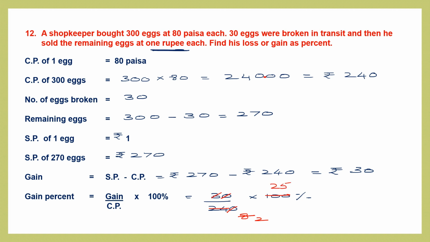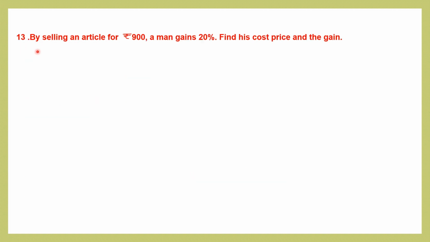We have to divide 25 by 2. 25 divided by 2 is 12 1/2. So the gain percent is 12 1/2%, or you can also say 12.5%. Question 13. By selling an article for 900 rupees, a man gains 20%.